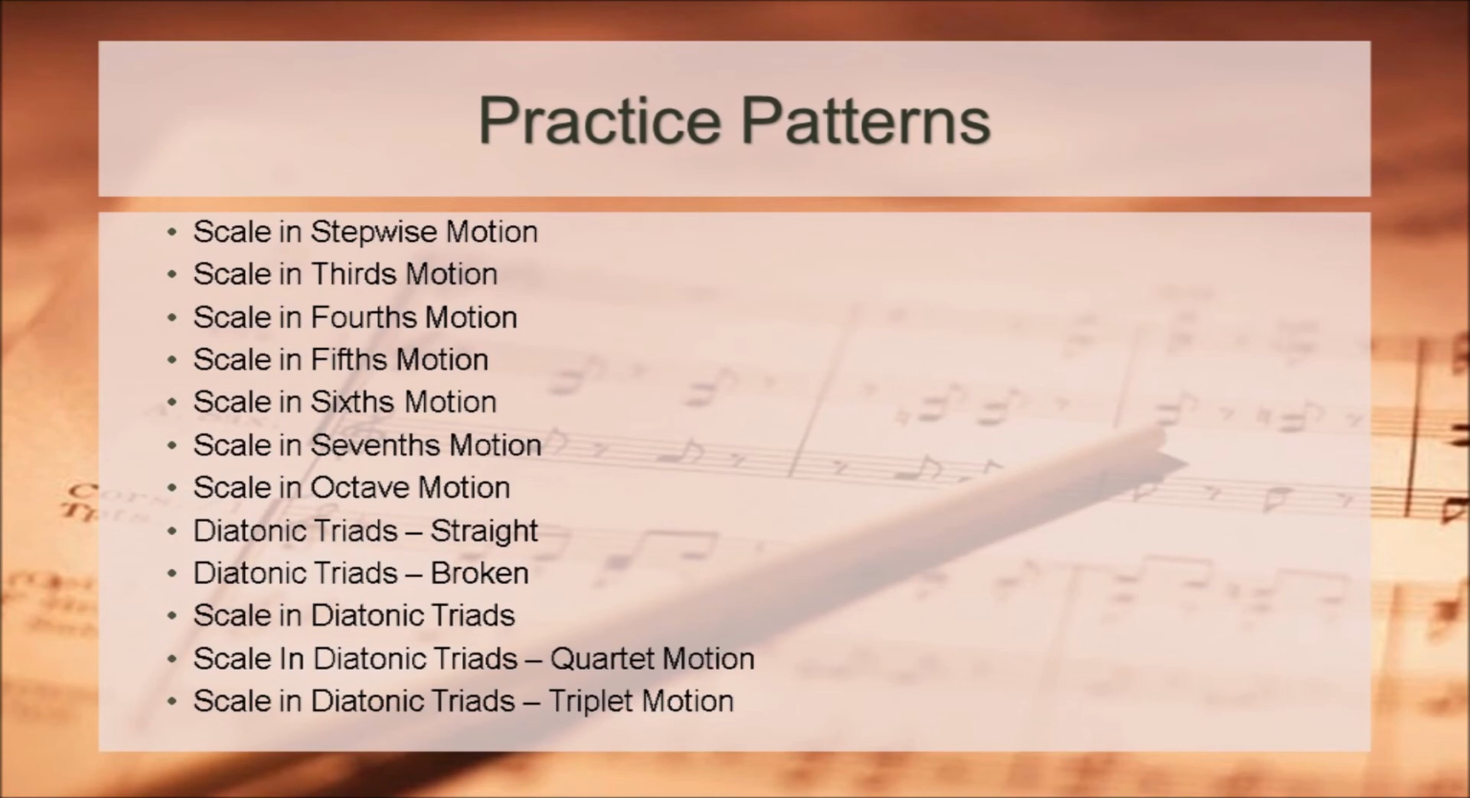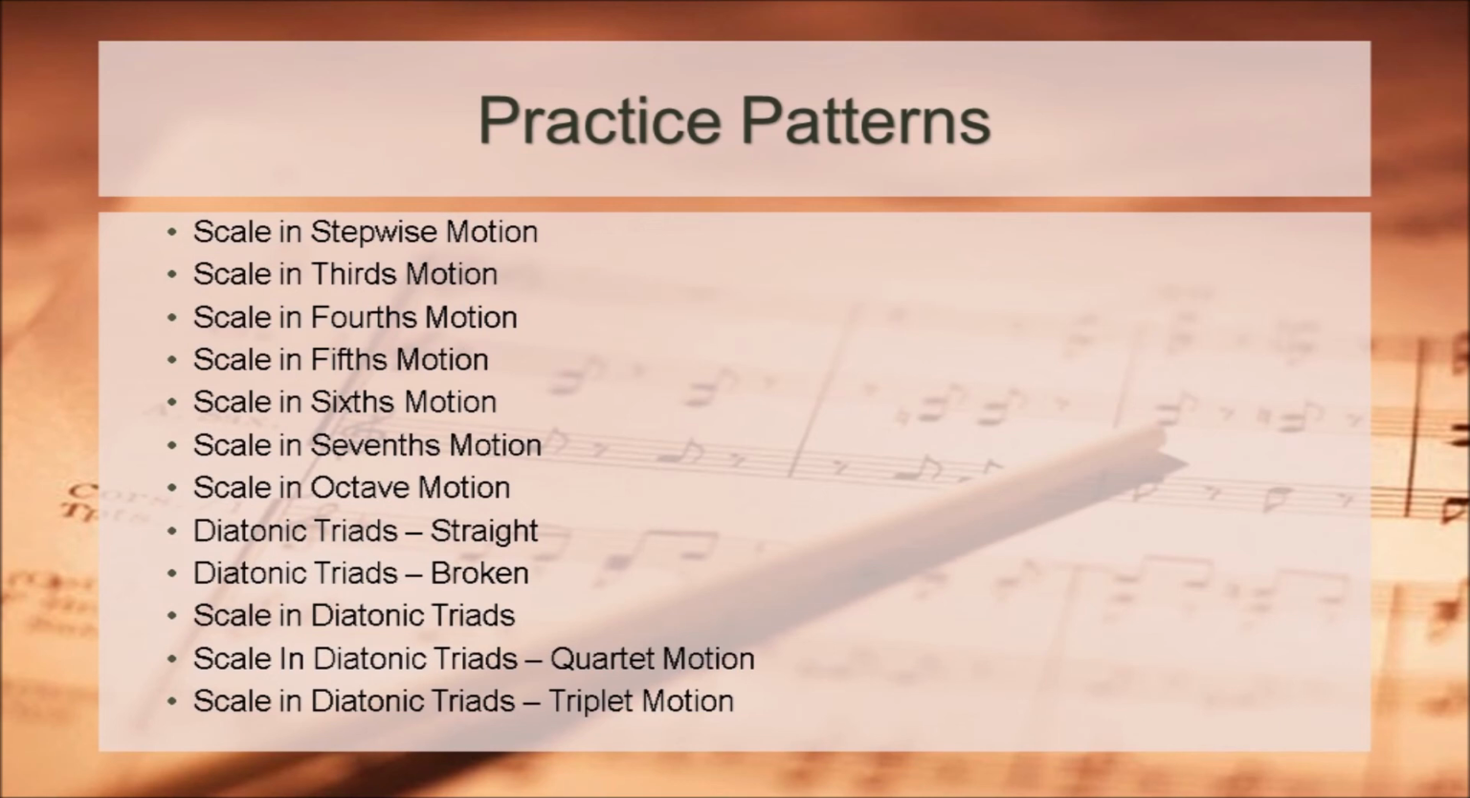Then you do the scale and diatonic triads in quartet motion. Now, what does that mean? It means that you do 4 notes from the triad. Now, you can do it 1, 3, 5, 1, 3, 5, 1, 3, 5, 1, 3, 5, and so forth. You can do it that way. Or you can just do it 1, 3, 5, 1, then move on to the second note, and you go 2, 4, 6, 2.